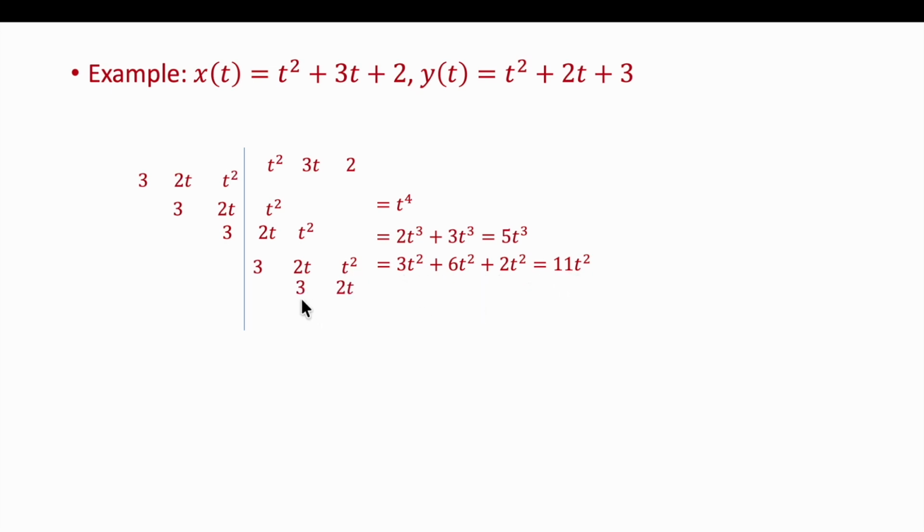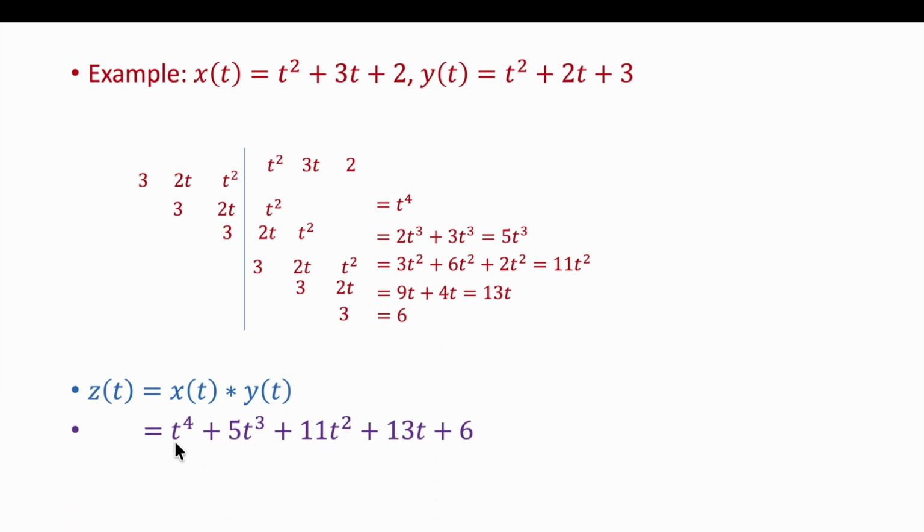Then again another shift, 3, 2t and t square has vanished, so 3 times 3 is 9t, 2 times 2t is 4t, so 9t plus 4t is equal to 13t. Again one more shift, 2 times 3 is 6 and 2t has vanished, and one more shift means 3 will be vanished. And then you can write x of t convolution with y of t, which is equal to t to the 4 plus 5t cube plus 11t square plus 13t plus 6.